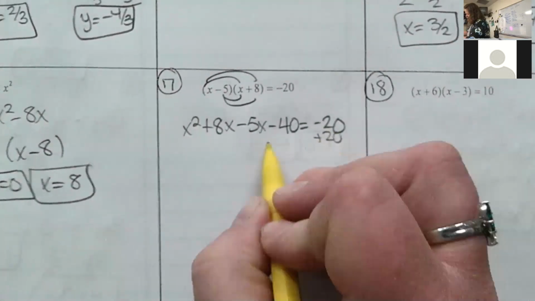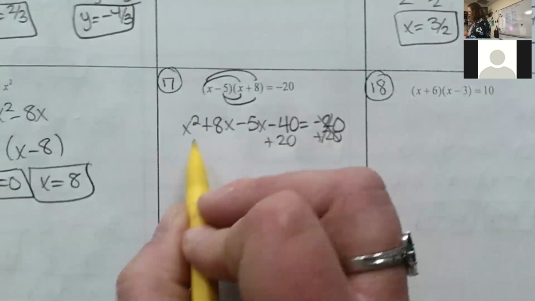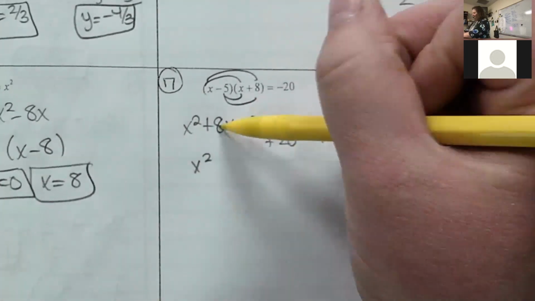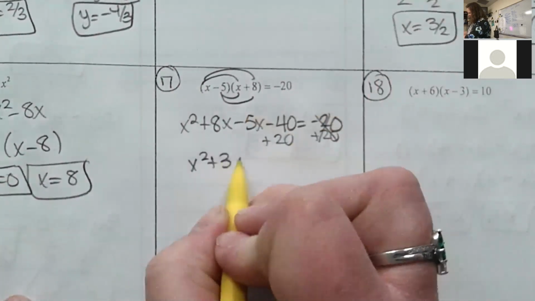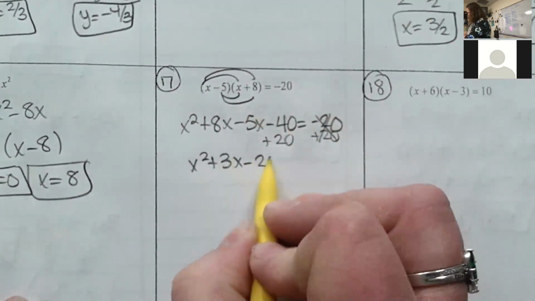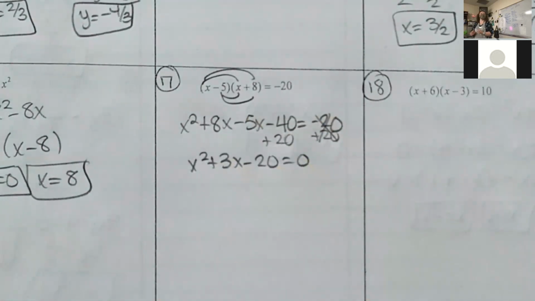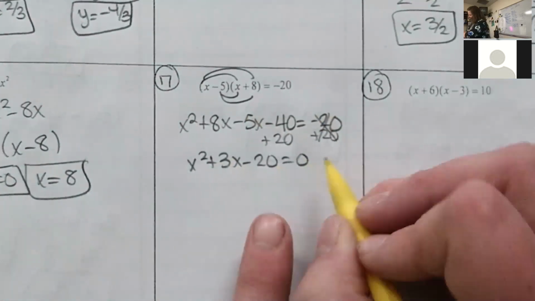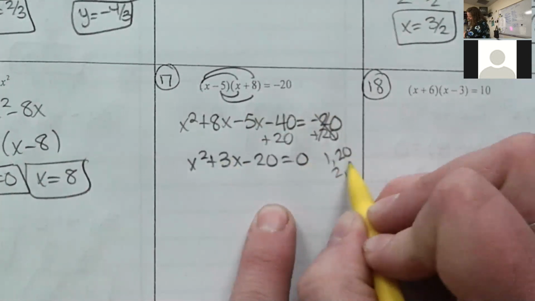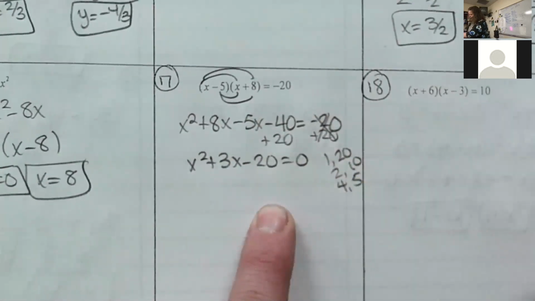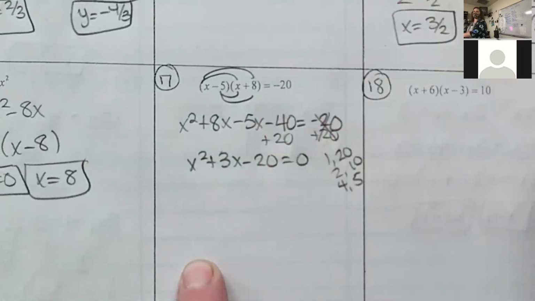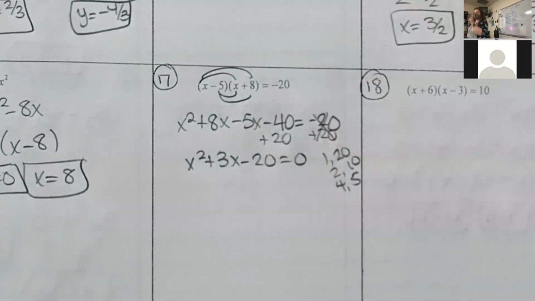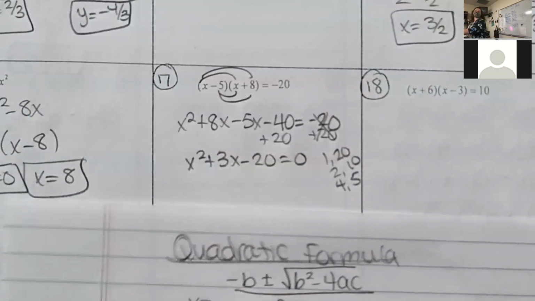Add it over. Can I put the 8x and the 5x together? Yes. What is that? 3x. Good answer. Minus 20 equals 0. Okay, good. Factors of 20: 1 and 20, 2 and 10, 4 and 5. Factors of 20 that subtract to get me 3. Do any of those subtract to get me 3? Uh-oh, but don't worry, we have our handy dandy quadratic formula.